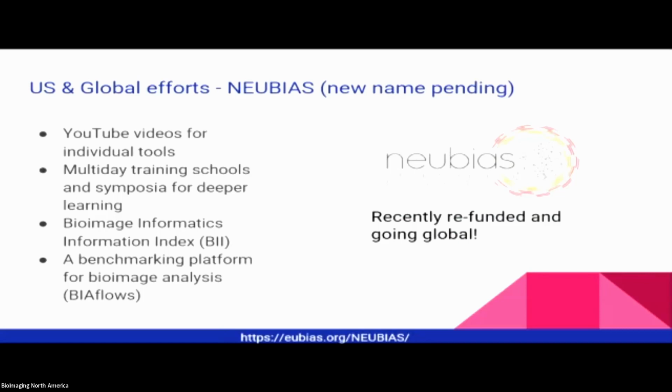New name pending of NEUBIAS. Finding a name for something is really the hardest part. They've been doing a great job now for several years, and we're really excited that we're refunded and have a new steering committee, and we're about to be off and running. They do these amazing multi-day training schools. There's an annual image analysis conference, but they also make things online for benchmarking called BIAFLOWS, and the Bioimage Informatics Index, which has hundreds of different image analysis tools and workflows where you can look and see what might work for your data. So please go check out those resources.